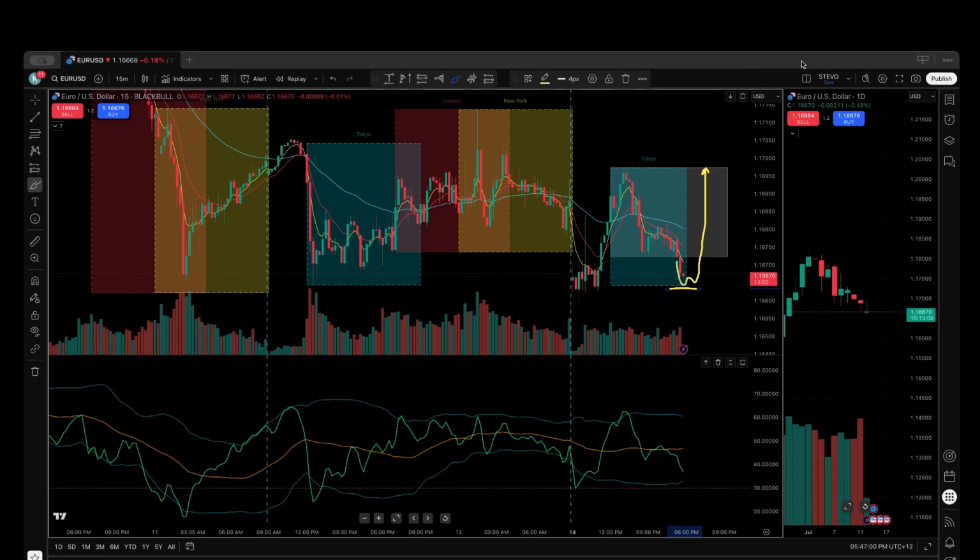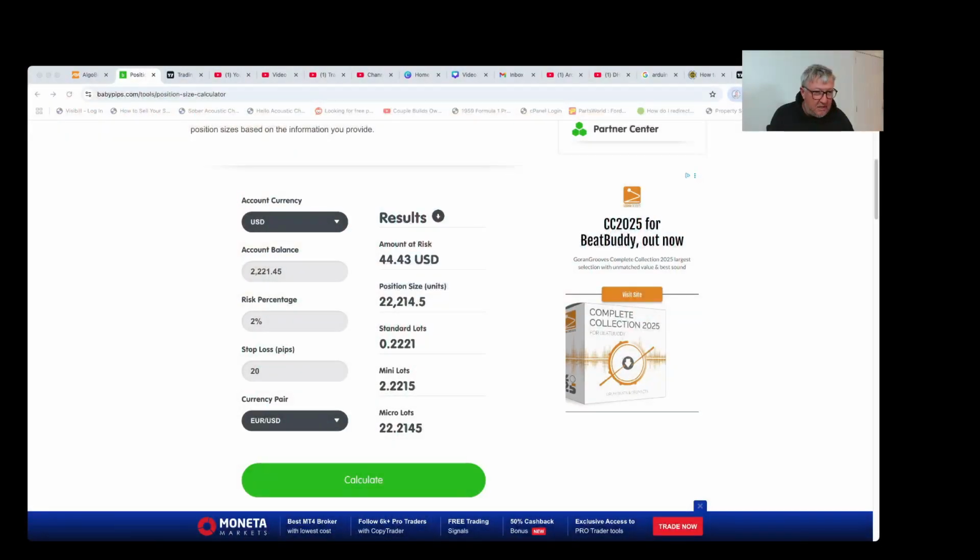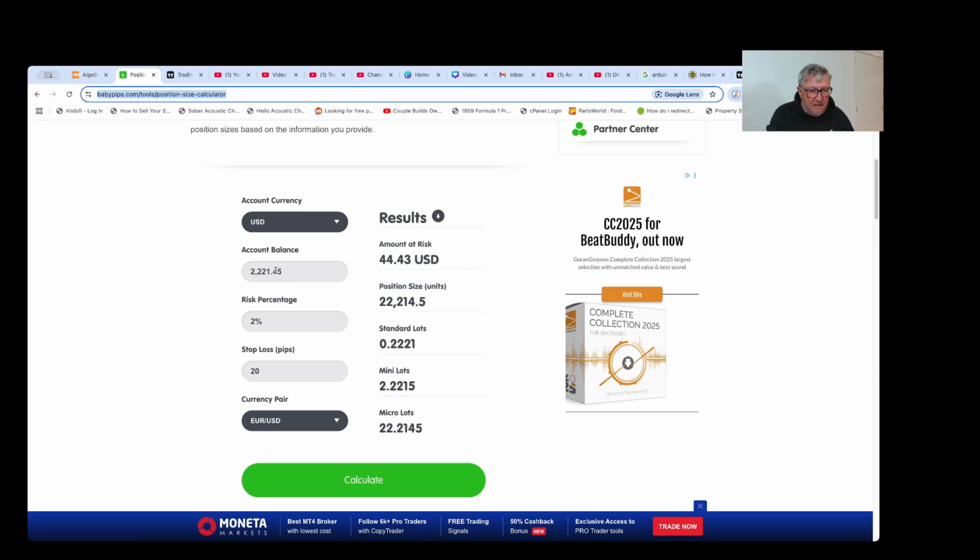So if I go to Baby Pips here again, I'm just going to come to the browser now. We're looking at babypips.com, and a thing called the position size calculator. And this is my current account balance, $2,221.45. I want to risk 2%. I always run with a 20 pip stop loss, and I'm obviously trading the Euro USD, and it's calculated that I can risk $44.43 US, and that I should trade 0.222 standard lots. So that's what I'm going to do.